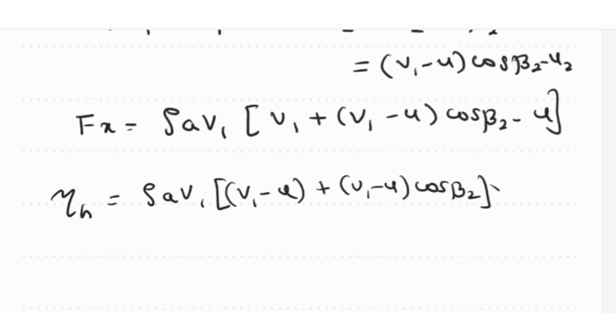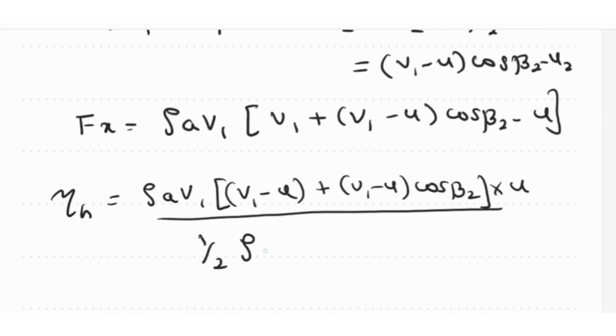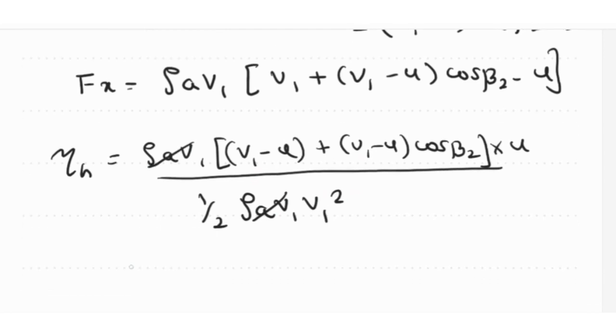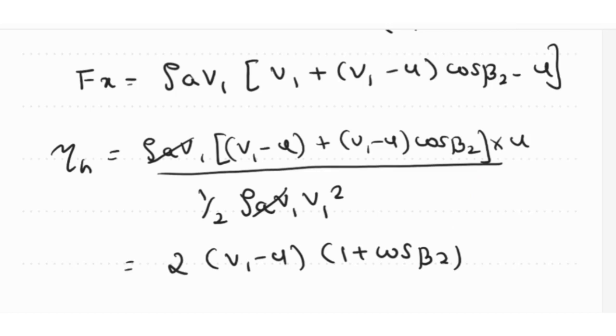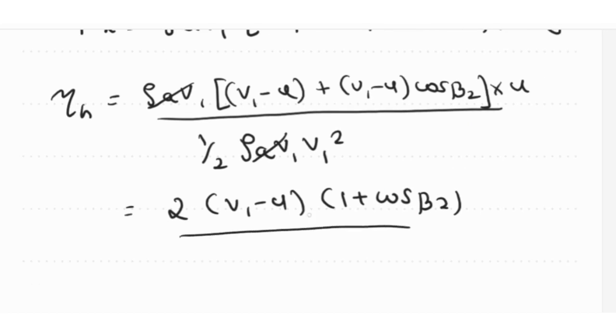So that is work done, Fx into U, divided by input, which is kinetic energy, half into rho into A into V1 into V1 square. So this gets cancelled. We'll take 2 to the numerator, with 2 into (V1 minus U) common. So it is (V1 minus U) into (1 plus cos of beta 2) divided by V1 square. So this is the equation for hydraulic efficiency.